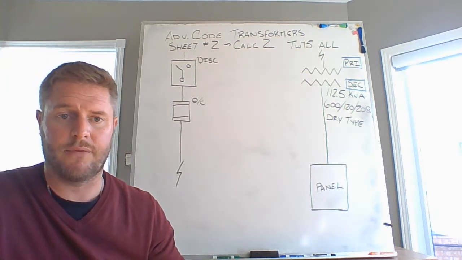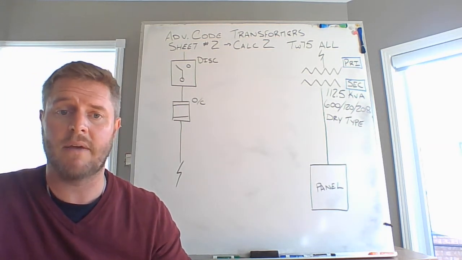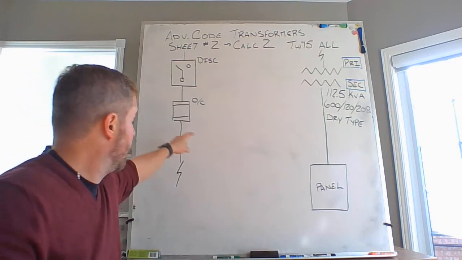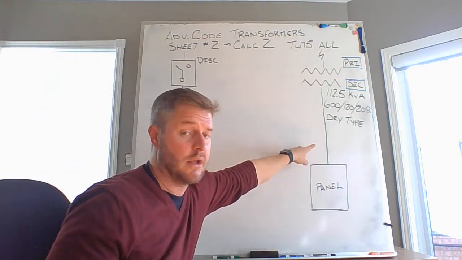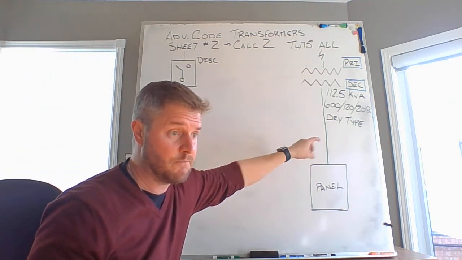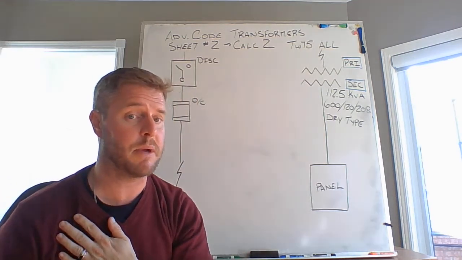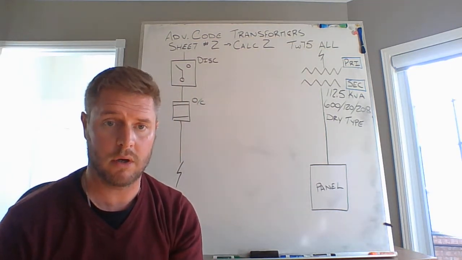Now, we do typically put the overcurrent device in the primary circuit. That protects the transformer. However, it's not uncommon to have secondary fuses before it hits the panel over here. That might be a specification of your respective location or where you work, right?